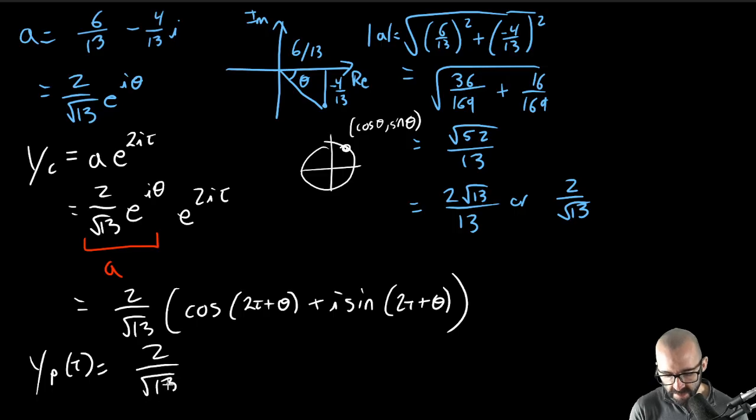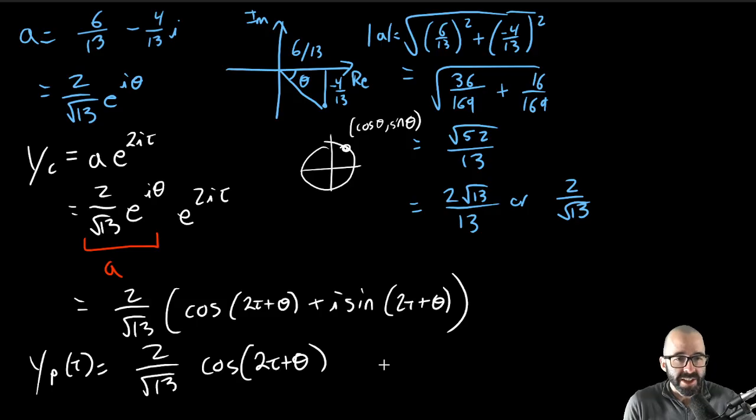2 over root 13 cosine of 2t plus theta. And we should find out what theta is finally. But this is really great because we know the amplitude, we know the period, and again, the period actually is going to match the forcing function all the time. And then we can find our phase angle right here, which can also be used to find the phase shift. Theta itself is the phase angle. The phase shift is negative theta over b. So negative theta over 2 in this case.